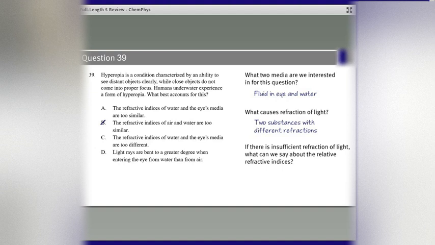The only answer choice that's going to make contextual sense here has got to actually be answer choice A. The refractive indices of water in the eye's media are too similar. So that's the only way that's going to account for humans underwater experiencing that form of hyperopia. Okay? Excellent job here, guys.